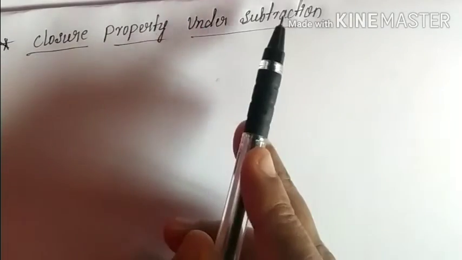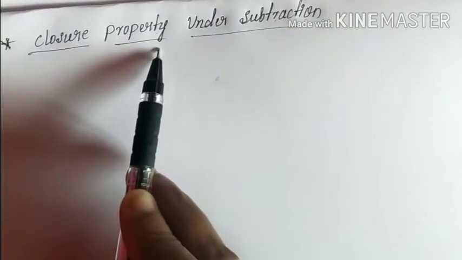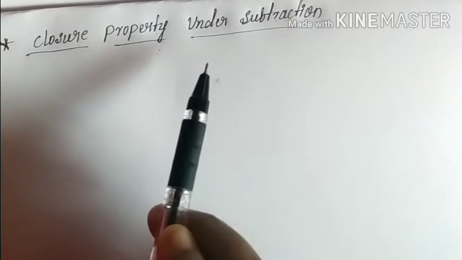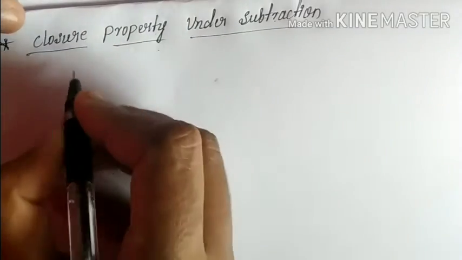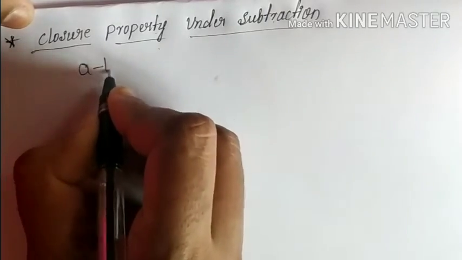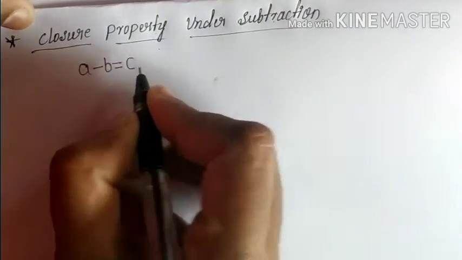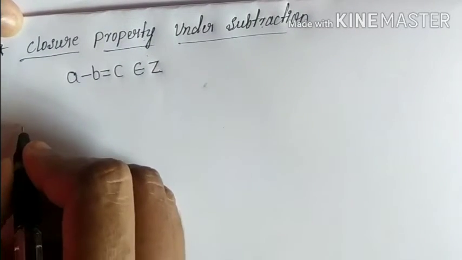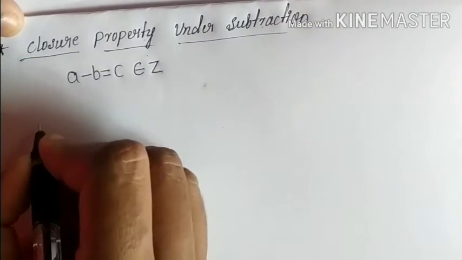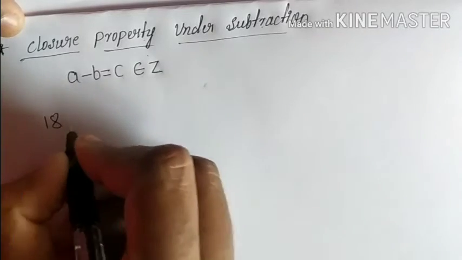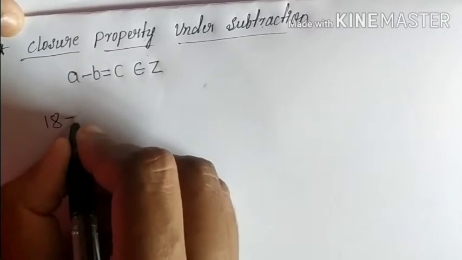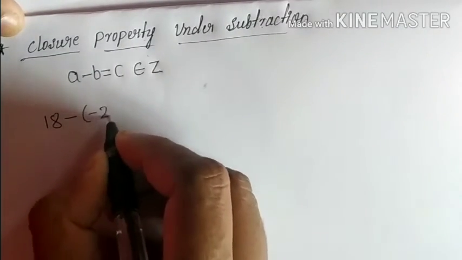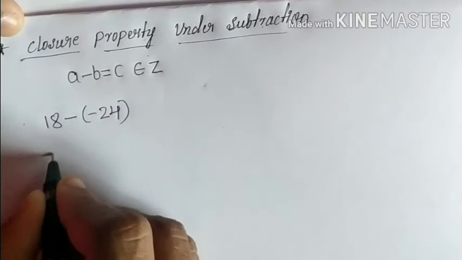Closure property under subtraction. In this property, the subtraction of any two integers is always an integer. That is, A minus B is equal to C, which also belongs to Z. We will prove it by some examples. We will take examples here. 18 minus, and for B I will take minus 24. Then what is the answer?